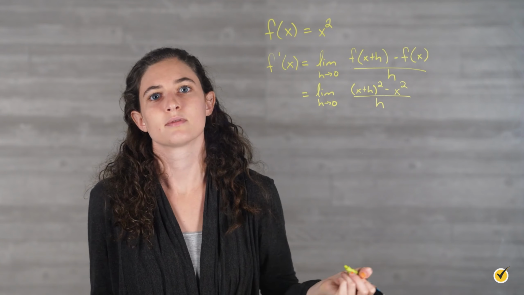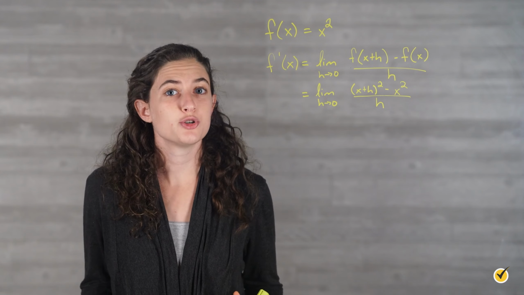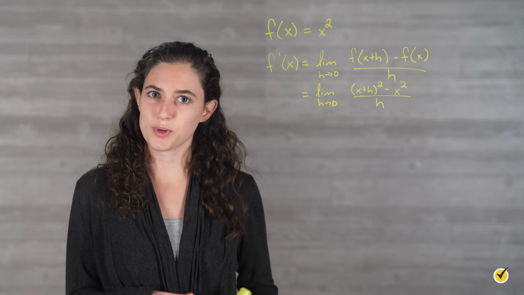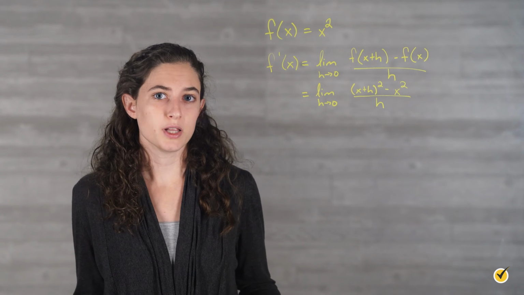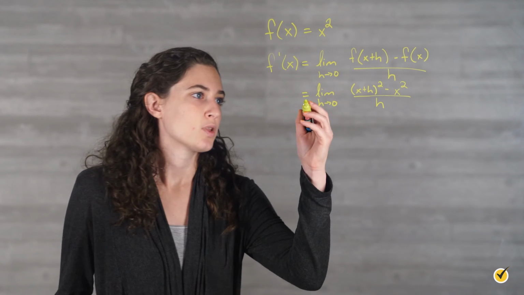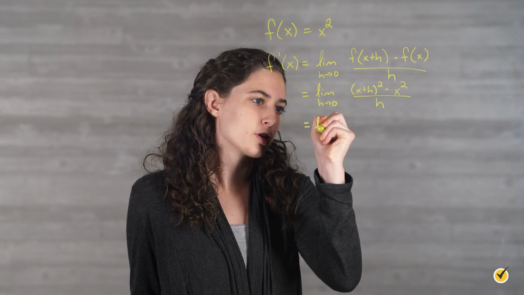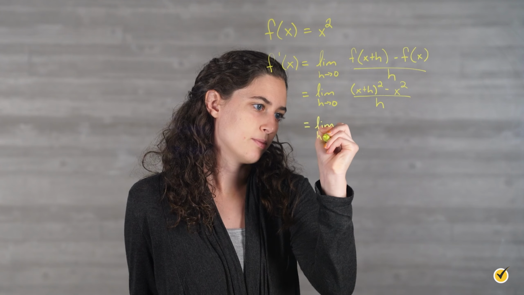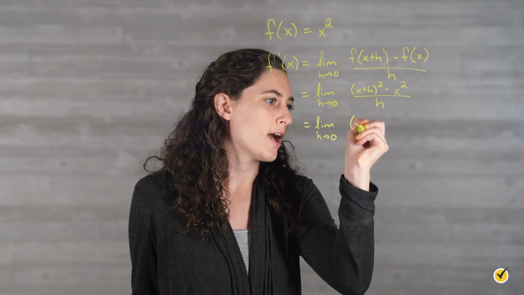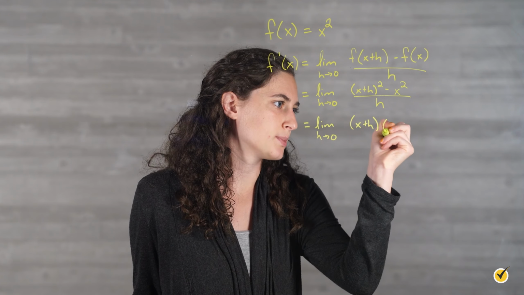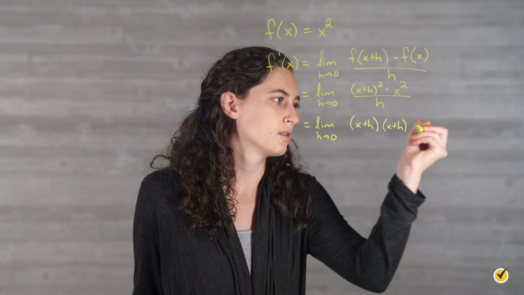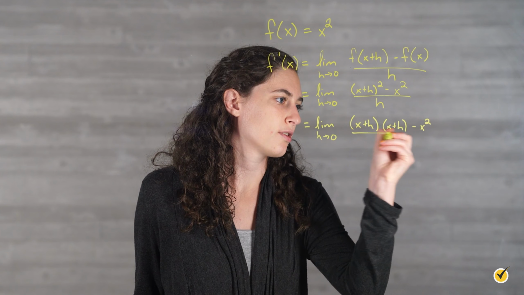over h. Before worrying about the limit, we're going to again simplify the numerator as far as we can. So we're going to first FOIL out the x plus h squared. So before we FOIL, we're going to rewrite that as the limit as h approaches 0 of x plus h times x plus h minus x squared over h.